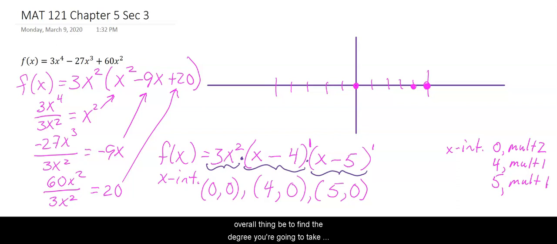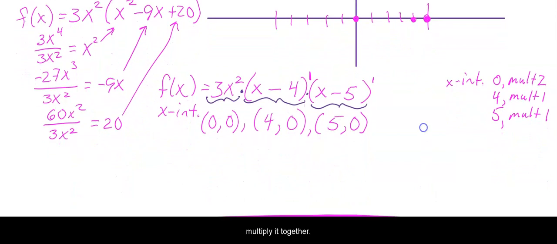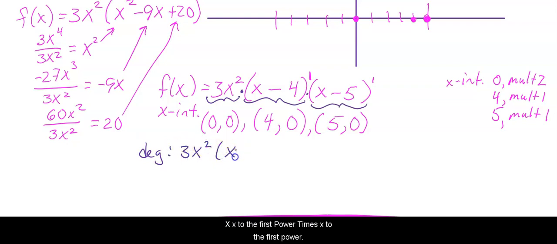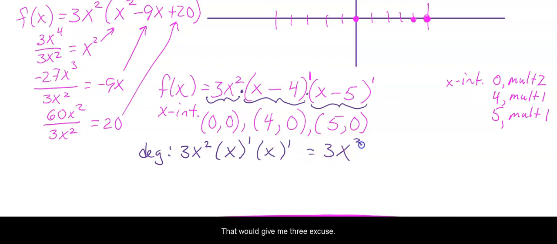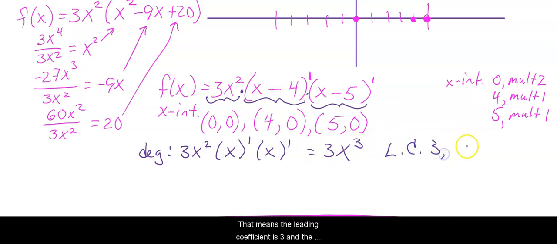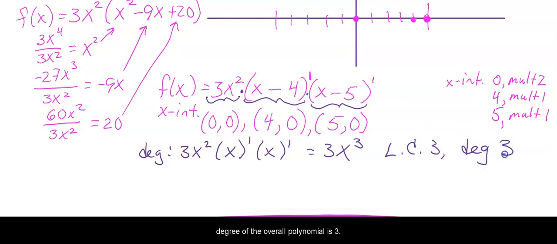To find the degree, you're going to take the highest degree term in each individual factor and multiply it together. So to find the degree, I need to take the 3x squared times x to the first power times x to the first power. That would give me 3x cubed. That means the leading coefficient is 3 and the degree of the overall polynomial is 3.